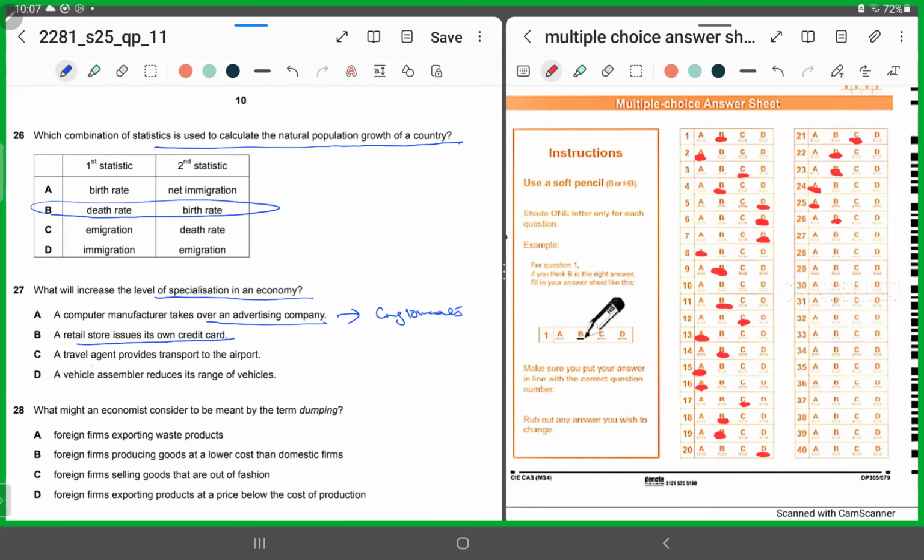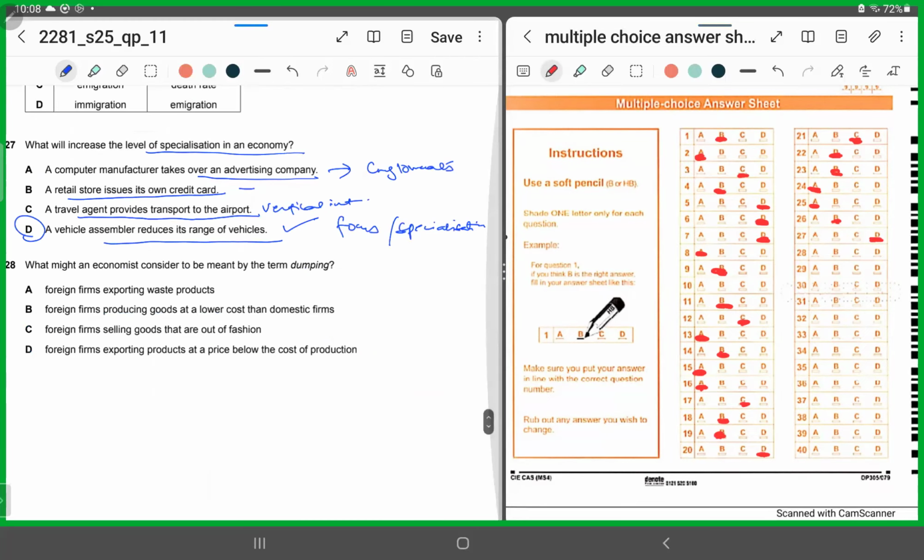C says a travel agent provides transport to the airport. D says a vehicle assembler reduces its range of vehicles. Yes, this is why, because he is narrowing down his range of vehicles to focus more, so he's specializing only in particular vehicles. So for 27, it has to be D. C is talking about vertical integration. This is also vertical integration. So it has to be D. So for 27, we'll shade in D.